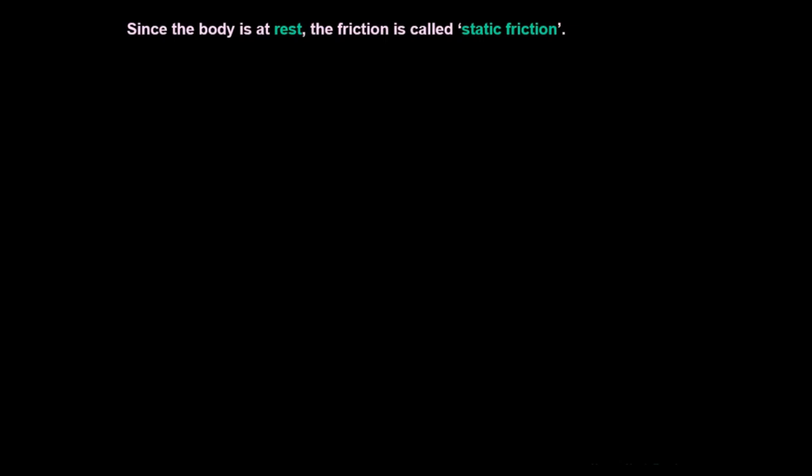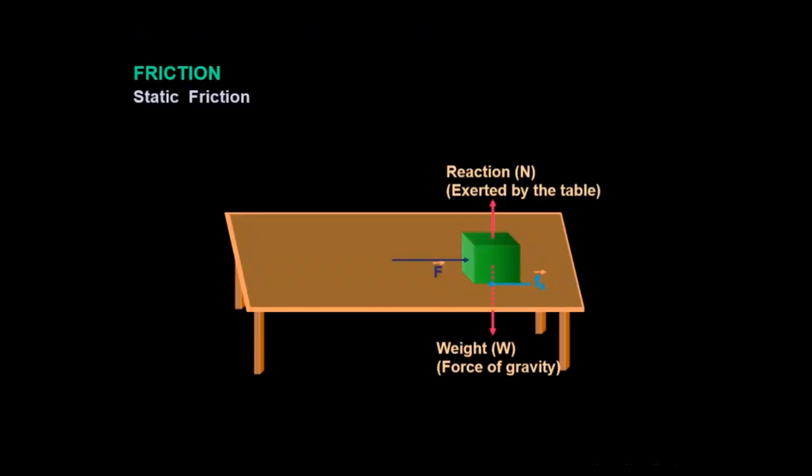The force f, that is small f, parallel to the surface of the body in contact with the table, is known as frictional force, or simply friction. Here the subscript s denotes the static friction and k denotes the kinetic friction.